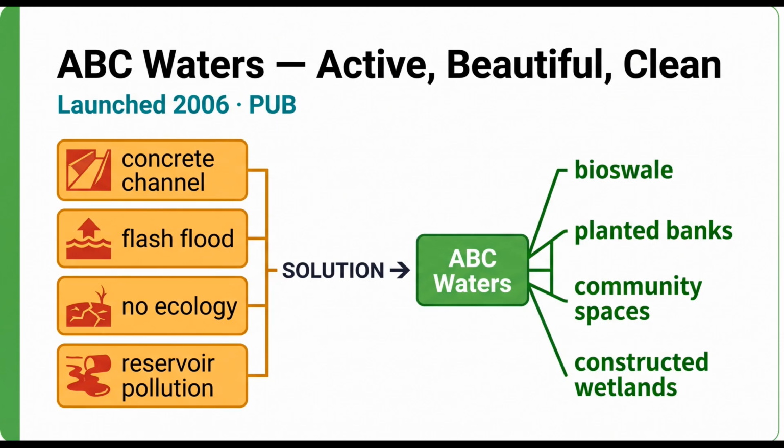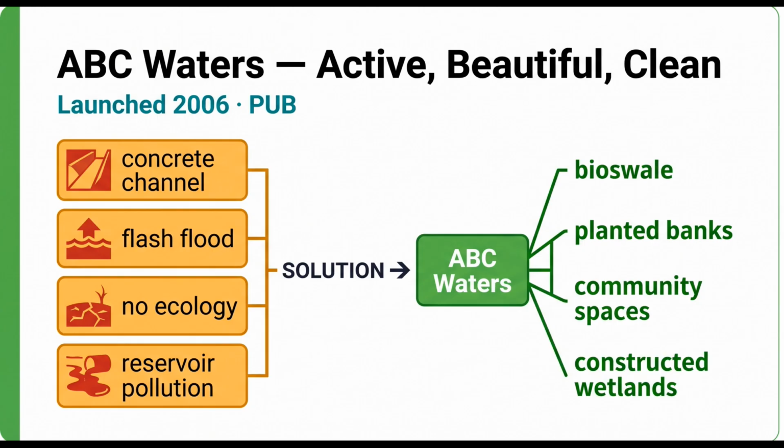Let's start with what ABC Waters actually is. ABC stands for Active, Beautiful, Clean Waters. The program was launched in 2006 by PUB, Singapore's national water agency. Look at the description on screen. The ABC Waters program transforms Singapore's network of concrete drains, canals, and reservoirs from purely functional infrastructure, designed only to move water from A to B, into clean, ecologically active, and community-integrated waterways.